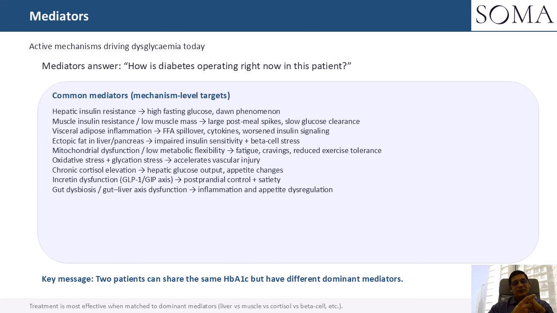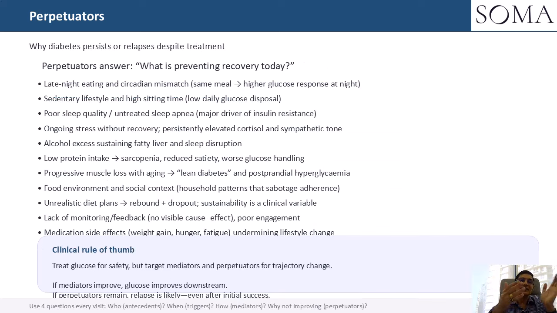Now the fourth one is perpetuators. What is preventing recovery? Finally, perpetuators are the factors that keep the disease going even after the trigger has passed. So perpetuators explain why diabetes persists despite treatment. Why is the patient not improving and why does relapse happen? So common perpetuators: late night eating. Even with healthy food, late timing worsens glucose response and increases liver fat deposition risk.